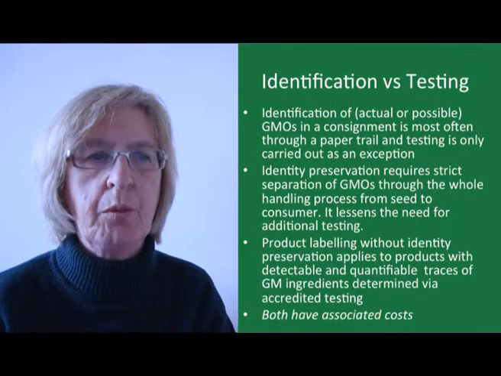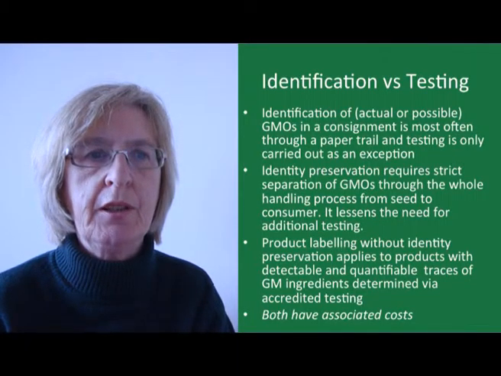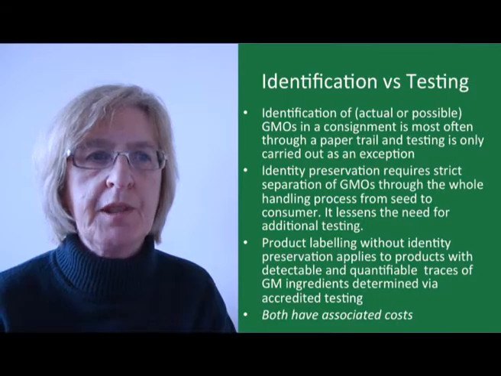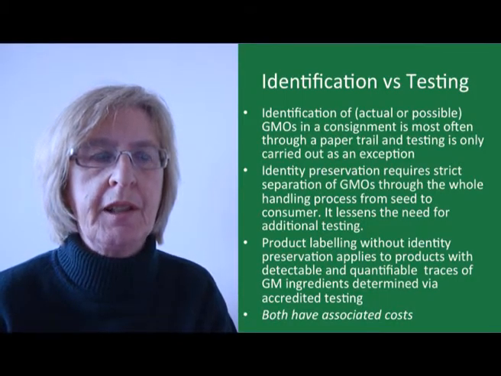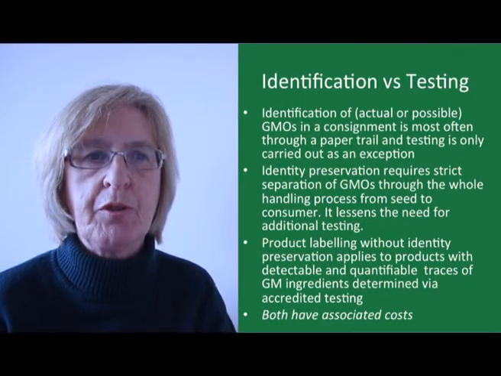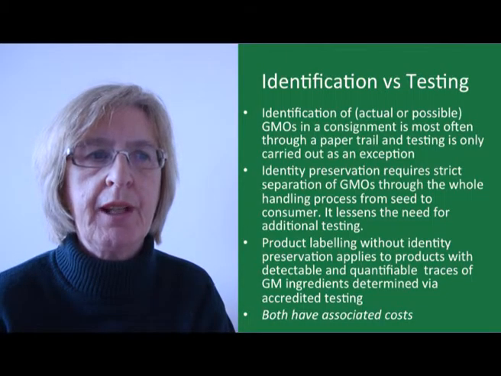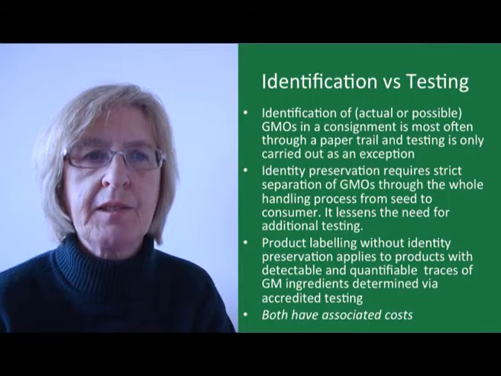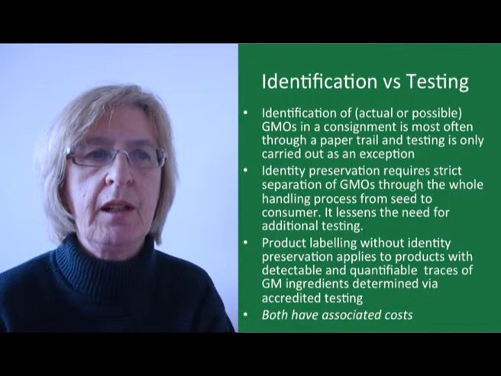In most cases where GMOs are or may be included in a consignment, for instance a shipment of grain, identification is by means of a paper trail, and testing is only carried out as an exception. This is in part because of the complexities of sampling and testing that I'll describe later.